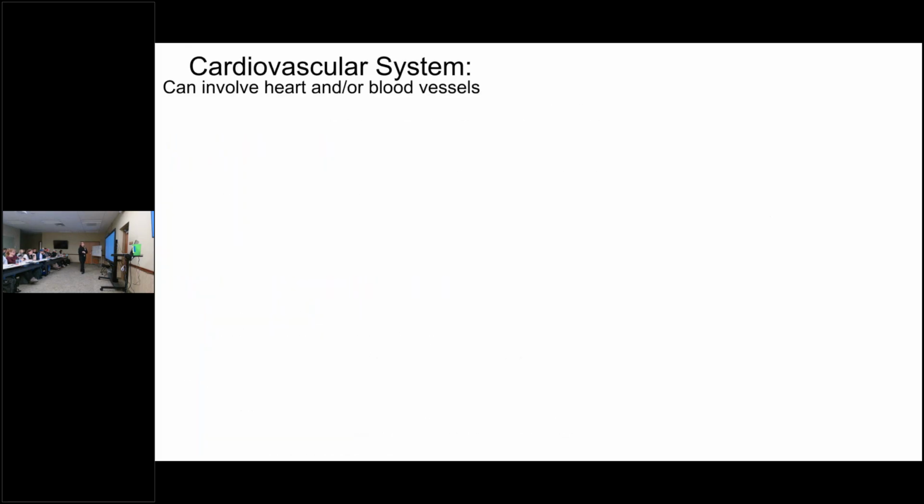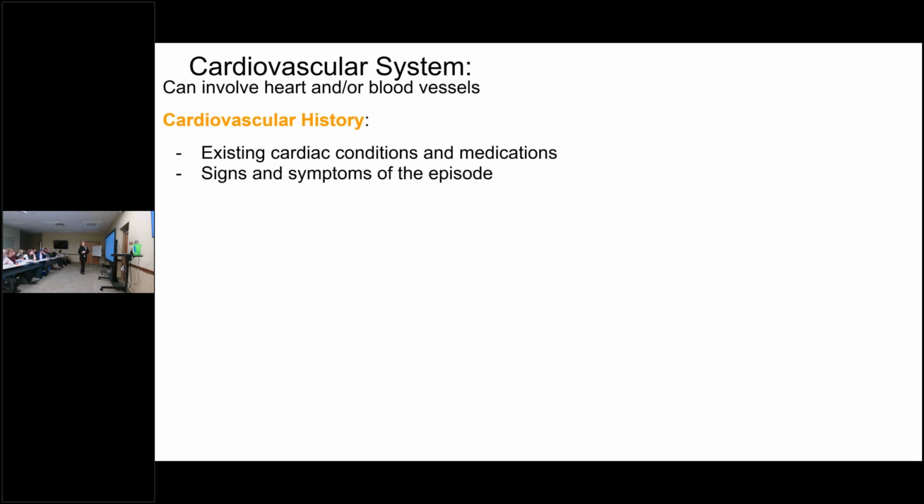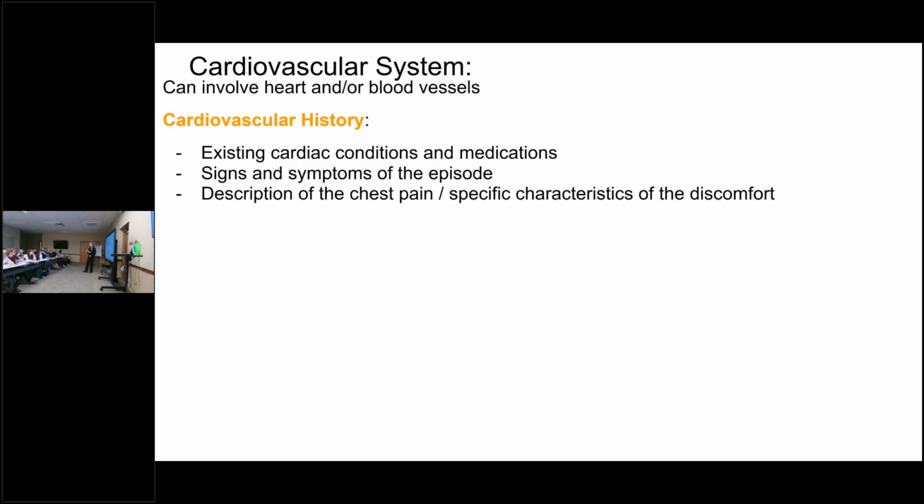Okay, cardiovascular system. It can involve the heart and/or the blood vessels. For their history, again, we want to ask if they have any existing cardiac conditions and if they're on any meds for that. We want to ask about the signs and symptoms of this episode. We want a description of the chest pain. This is one of those open-ended questions: what does your pain feel like today? And does it feel the same as it has before?